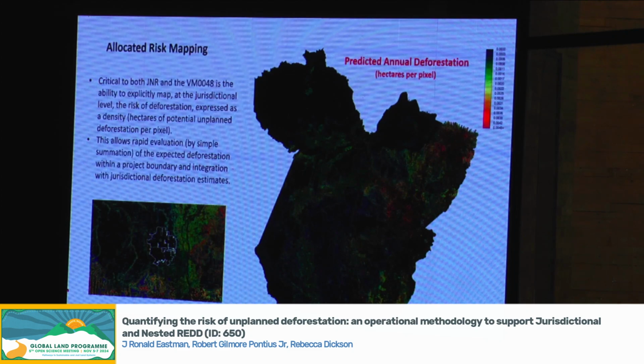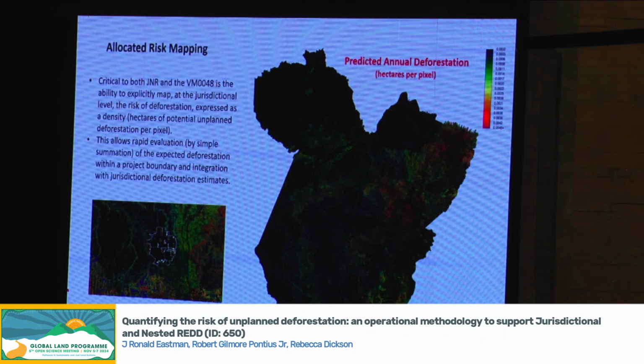Now, in this particular map, this is the state of Pará in Brazil. It's a very large area, about twice the size of France, to put it in perspective. If you look at the numbers in the legend, you'll see that they're very small numbers. That's because each pixel is a 30 meter by 30 meter pixel, which is 9/100 of a hectare. So the expected deforestation values there are very small.